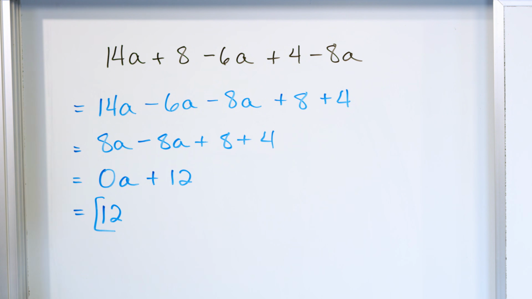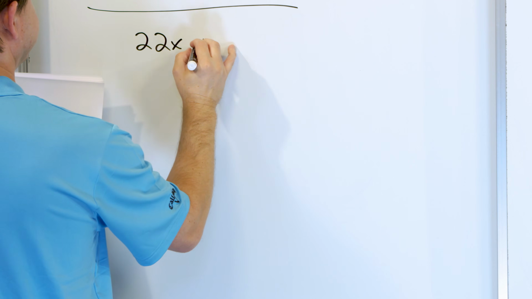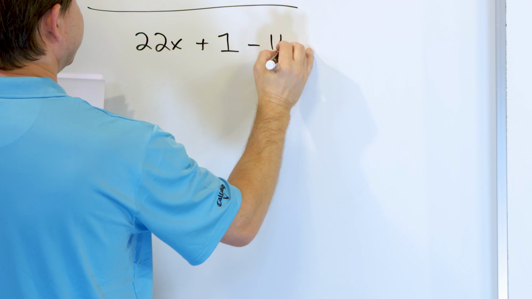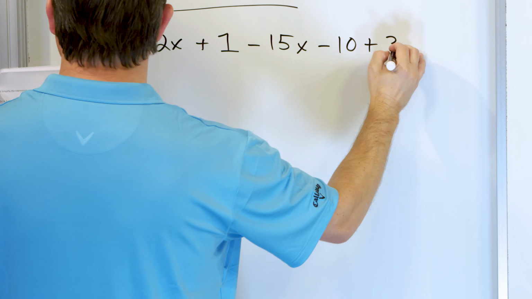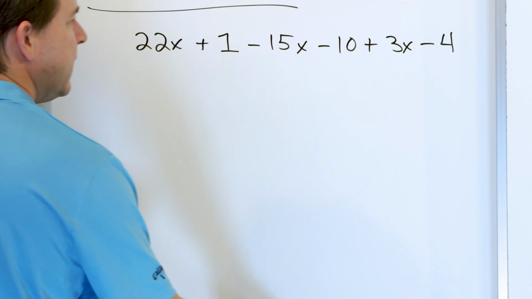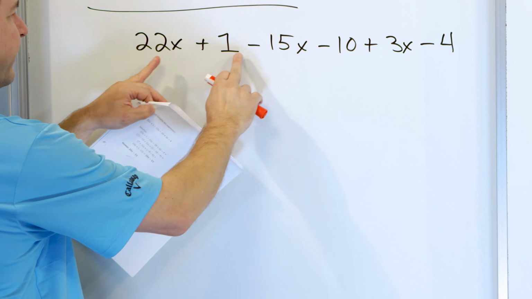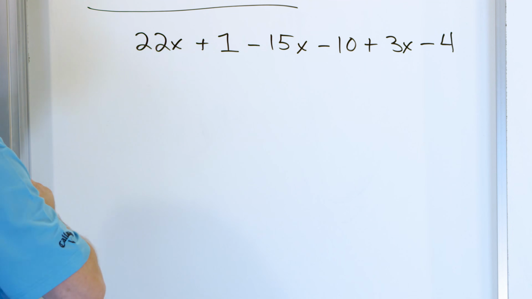All right, last problem. Let's take a look at 22 times x plus 1 minus 15 times x minus 10 plus 3 times x minus 4. Just like this. Now, again, I don't see any pairs of terms that are like terms sitting right next to each other, so let's go ahead and just rearrange everything.